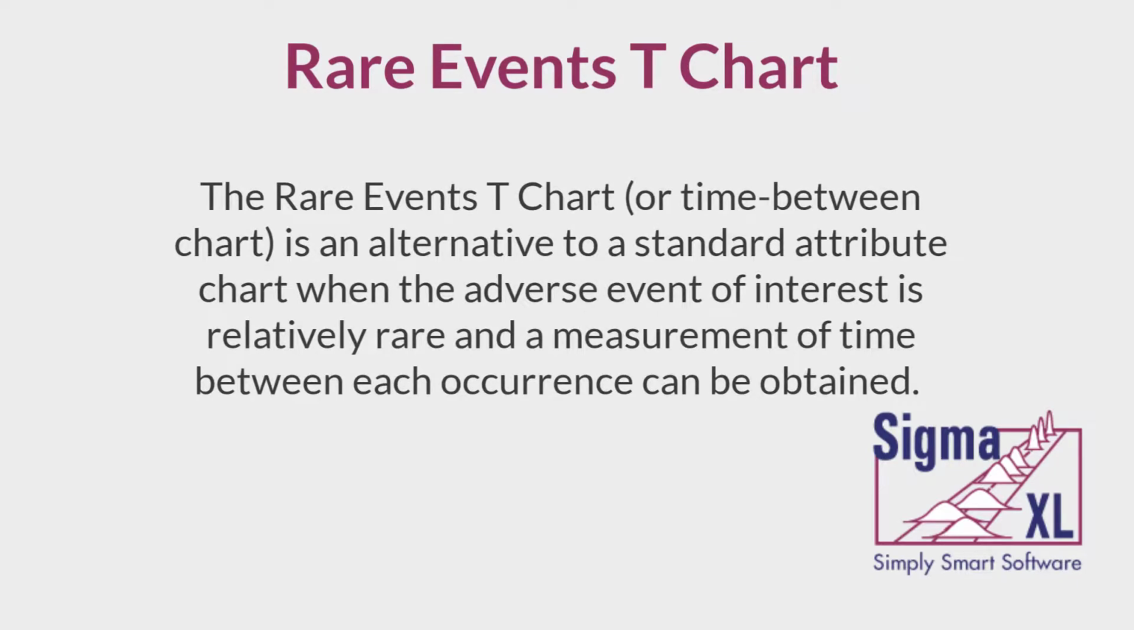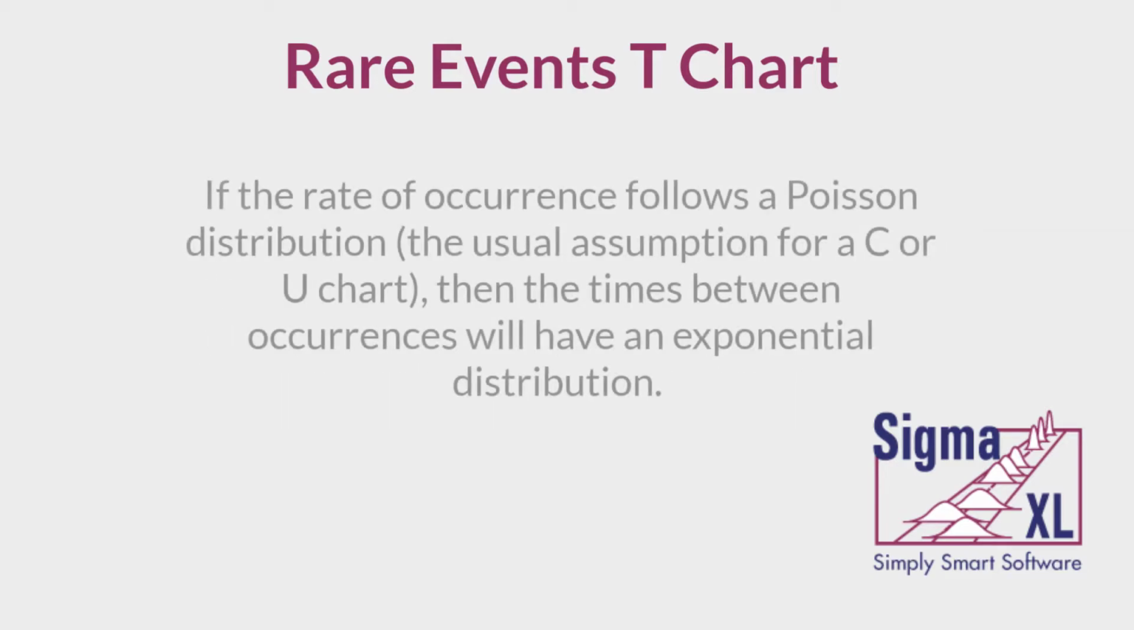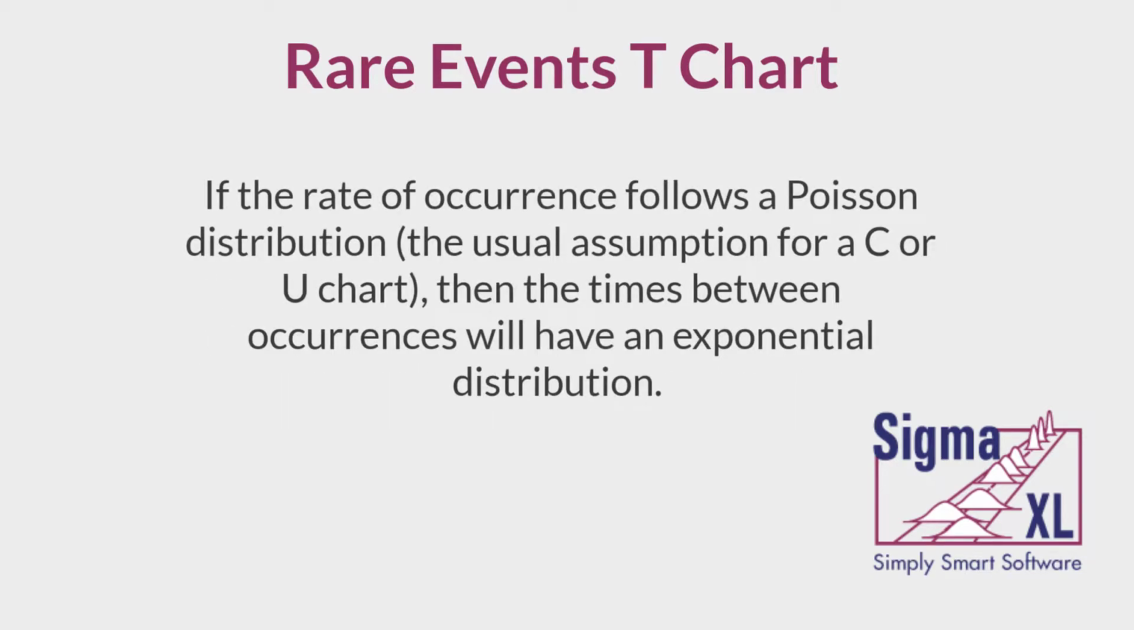The Rare Events T chart, or time between chart, is an alternative to a standard attribute chart when the adverse event of interest is relatively rare and a measurement of time between each occurrence can be obtained. If the rate of occurrence follows a Poisson distribution, the usual assumption for a C or a U chart, then the times between occurrences will have an exponential distribution.